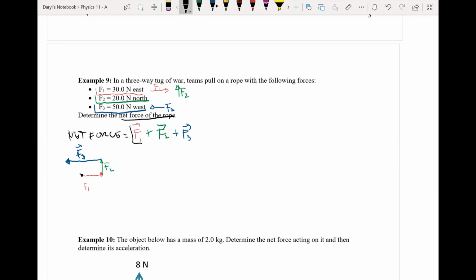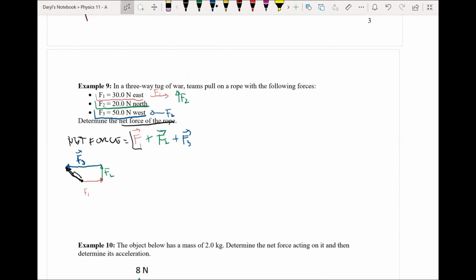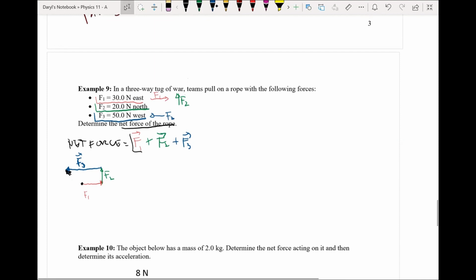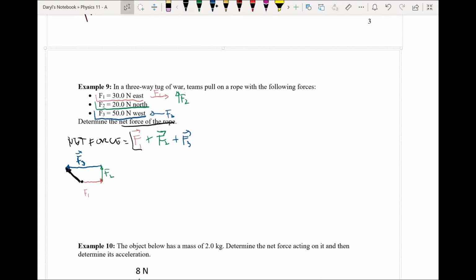Therefore, this is my net force. This would be my net force. Okay, that should be my net force. Again, this represents my net force. So graphically, I can represent that my net force is lying on the second quadrant.